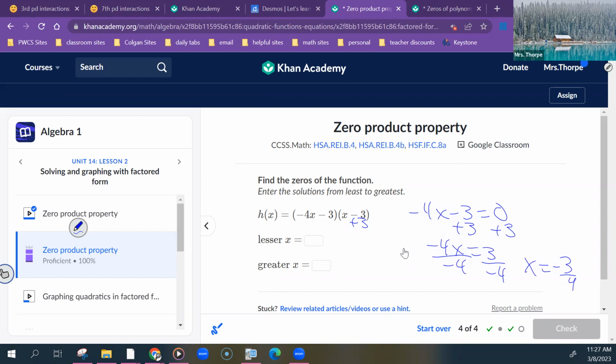So lesser would just be which one is smaller. That could be negative. It could just be which one is smaller. So the negative 3/4 would be our lesser, and then the positive 3 would be our greater.